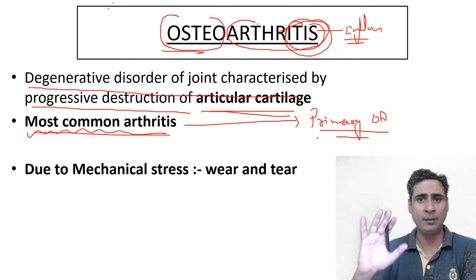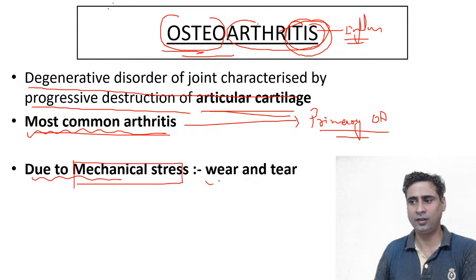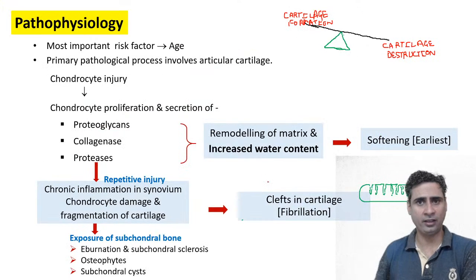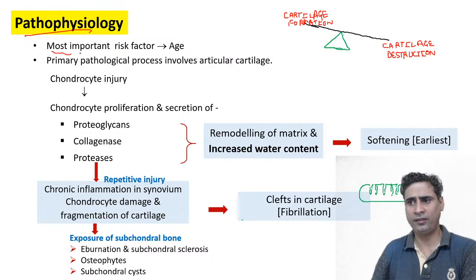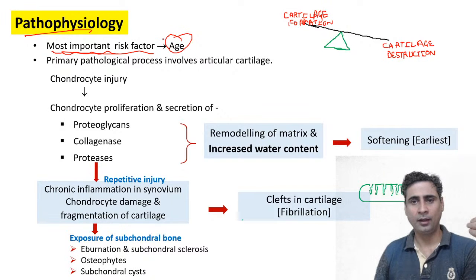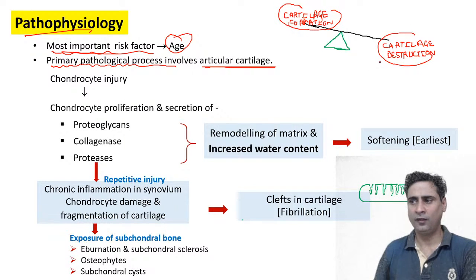So here we are talking about primary osteoarthritis, and this primary osteoarthritis is due to repeated mechanical stress in the joint. So this is a wear and tear disorder. Repeated mechanical stress leads to damage to the joint. Now we will see what is the pathophysiology. The most important risk factor for primary osteoarthritis is age. With increasing age, there are more chances of damage to the joint. And the primary target of the disorder is articular cartilage. So there is imbalance between cartilage formation and cartilage destruction, where cartilage destruction outweighs the cartilage formation.